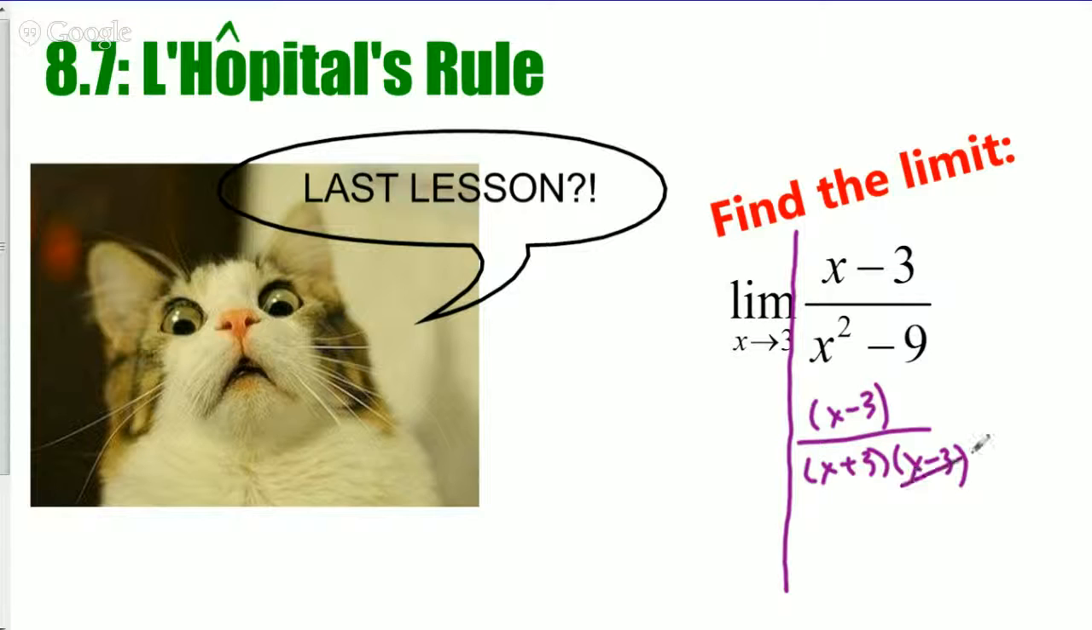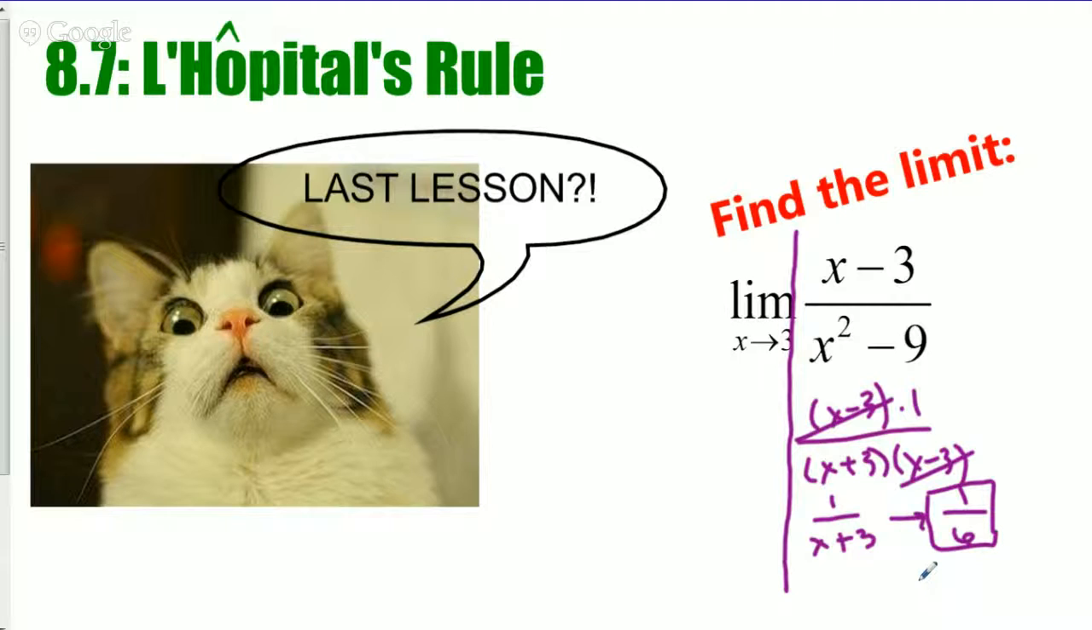Well, from there, the x minus 3's cancel, and you're left with 1 over x plus 3. And at this point, you can plug the 3 in for x, right? So you get 1 over 3 plus 3, which is 6. So your final answer should be 1/6. Not bad at all, right? However, there's an even faster way of doing this, believe it or not.